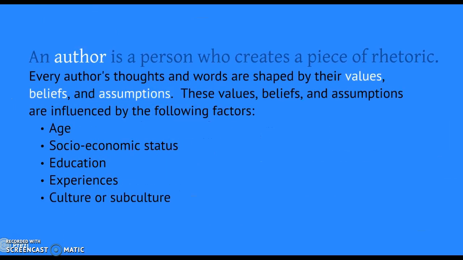So we start off with this idea of the author. An author, in the context of a rhetorical writing situation, is a person who creates a piece of rhetoric. Now, when we think about this text, we want to think about the way in which our understanding of the author helps shape our understanding of the text. So we want to think about the fact that every author's thoughts and words are shaped by their values, beliefs, and assumptions. These values, beliefs, and assumptions are influenced by a lot of different factors, including age, socioeconomic status, education, experience, and culture or subculture.